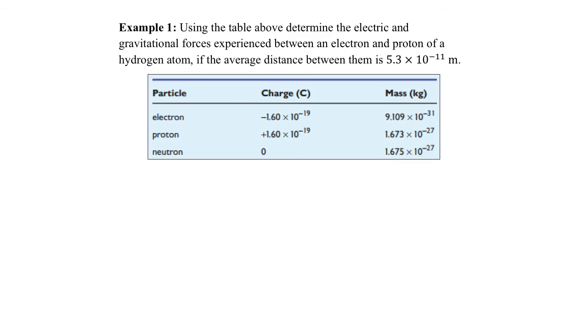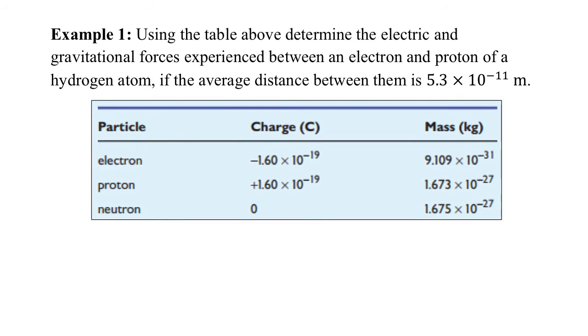Let's jump right into an example. Using the table, it says above, it should say below. I don't know why I wrote above. Using the table below, determine the electric and gravitational forces experienced between an electron and a proton of a hydrogen atom. So this is data simply for a hydrogen atom, where we have a distance between the two.